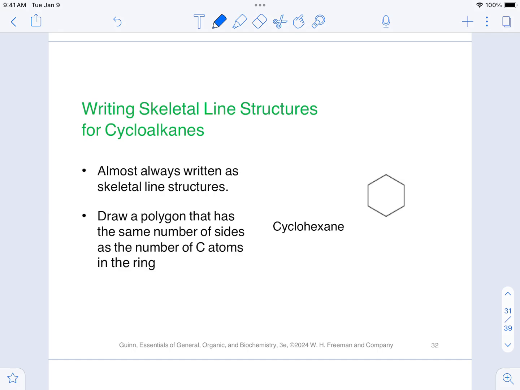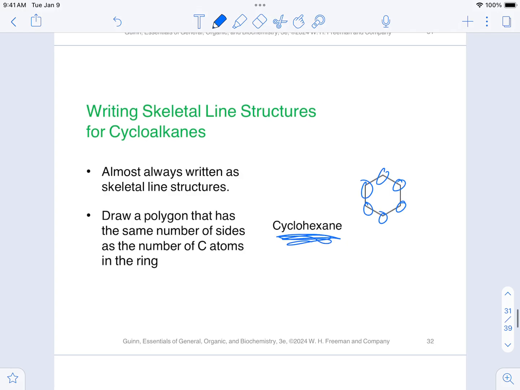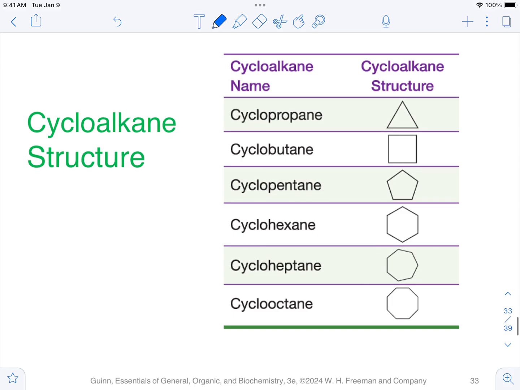So, skeletal line structures for cycloalkanes. Cycloalkanes are almost always written as skeletal line structures for simplicity reasons. You're just going to draw the polygon that has the same number of sides as the number of C atoms. So again, if you have 6 C's, that resembles a hexagon. So you're going to draw a hexagon figure. For cyclohexane, notice here's our 6 points. If we had 5 points, it would be a pentagon, etc. It just takes a shape from geometry class.